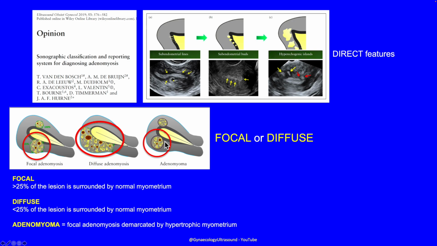You don't get a capsule with adenomyosis, in marked contrast to a fibroid. So a fibroid you can peel out, but an adenomyoma, there's no capsule. You can't peel it out. It just bleeds. But if the myometrium is a bit hypertrophic, and so you get a better clear delineation, that's called an adenomyoma. So adenomyosis can be focal or diffuse.